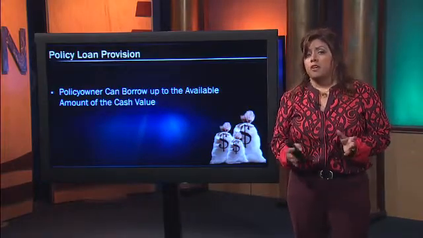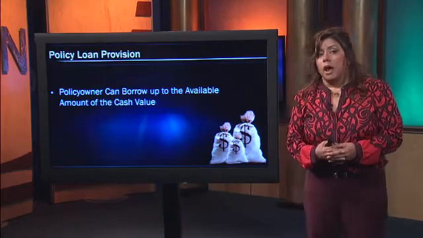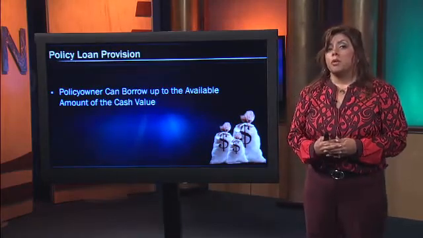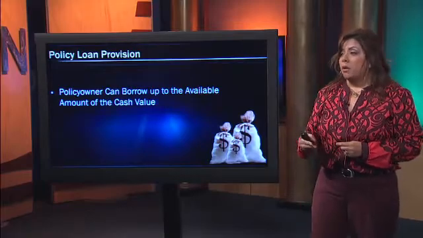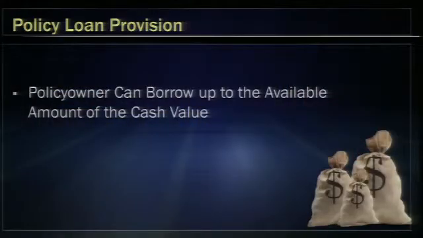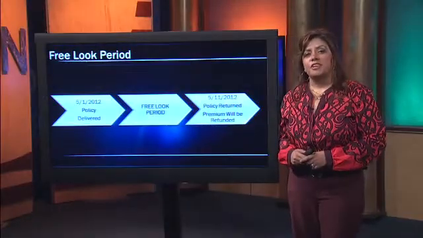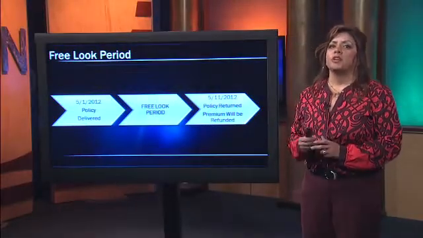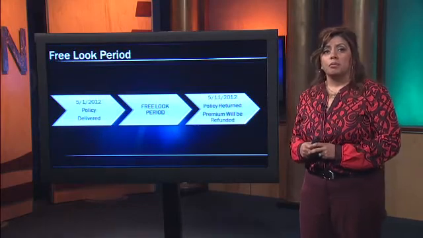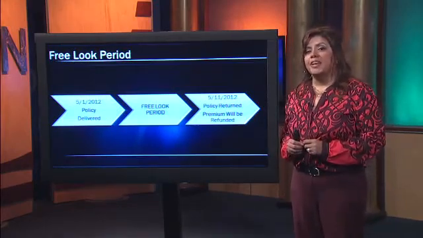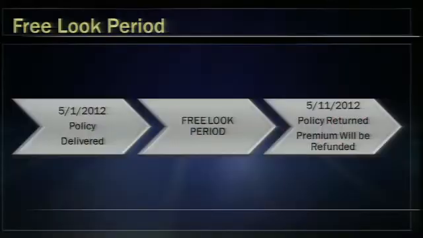Now, in some whole life policies, they carry a policy loan provision. This is simply where the owner has a right to borrow up to 100% of the available cash value. Now, another provision is called the free look period. Just like the word implies, it allows them to look for free. It's also known as the right to examine provision.